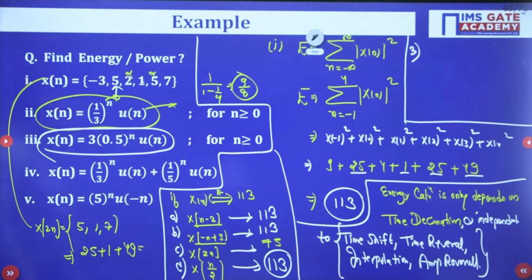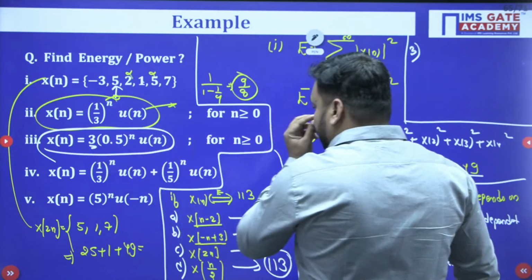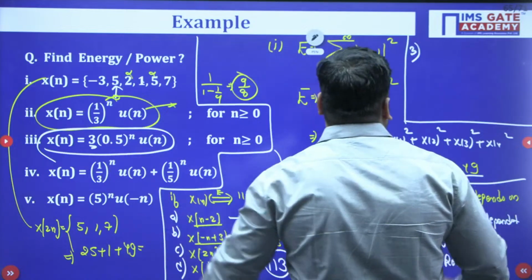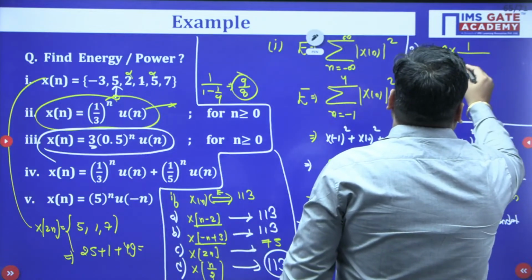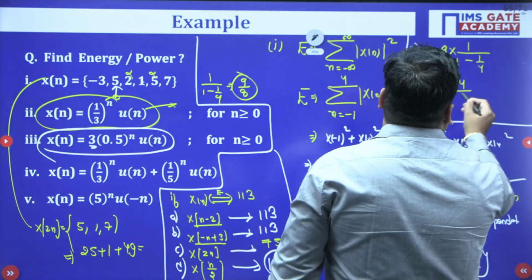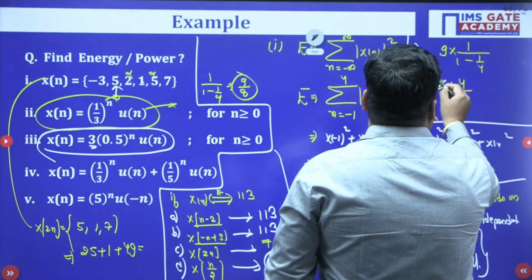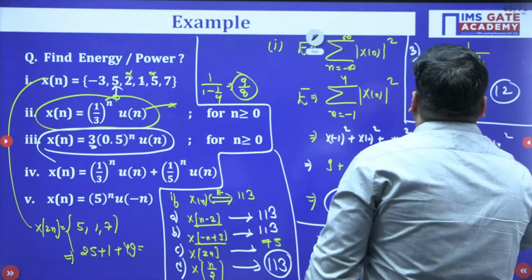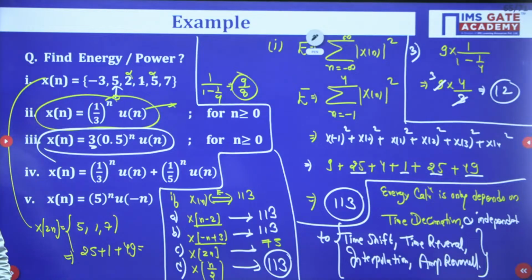Are you sure? Let's see now. So first of all 0.5, meaning half, but this 3 is also there. Because in the energy formula we have a square, you have to take 3 whole square, so it will be 9 into half to the power n. It means the energy is nothing but 1 upon 1 minus 1 by 4. So actually the answer is 9 into 4 upon 3. 3 3s are 9, so the answer is nothing but 12. Not 4, the answer is 12. Yes sir, 3 square. So now you are getting the answer is 12. 4 is not correct, 12 is correct.